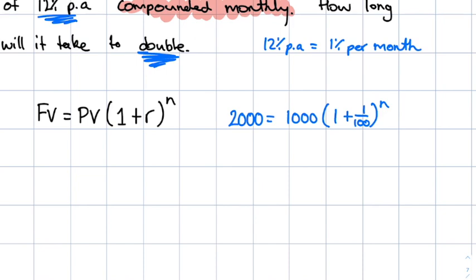Now let's tidy some things up here. When is 2,000 equal to 1,000 times 1.01 to the power of n? That's what I've been asked to solve. I can make this look even more simple. I'm going to divide both sides by 1,000 to get the 1.01 to the power of n by itself. So 2,000 divided by 1,000 is equal to 2. When does 2 equal 1.01 to the power of n?